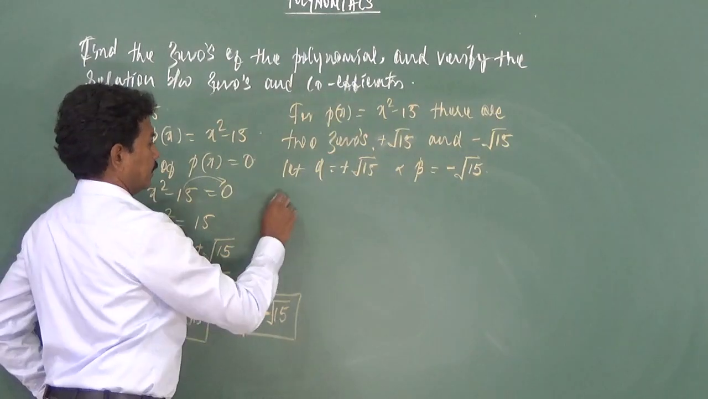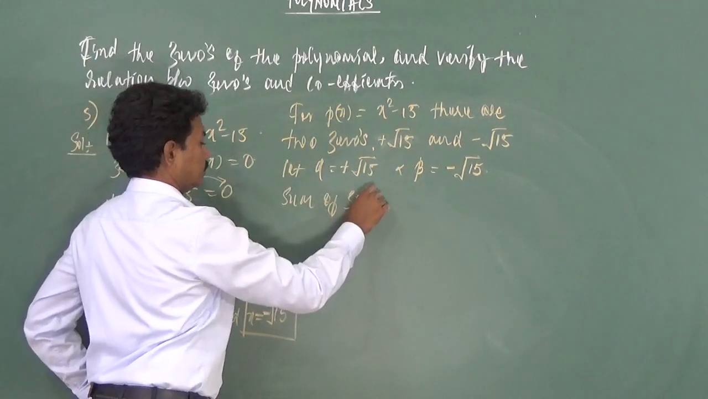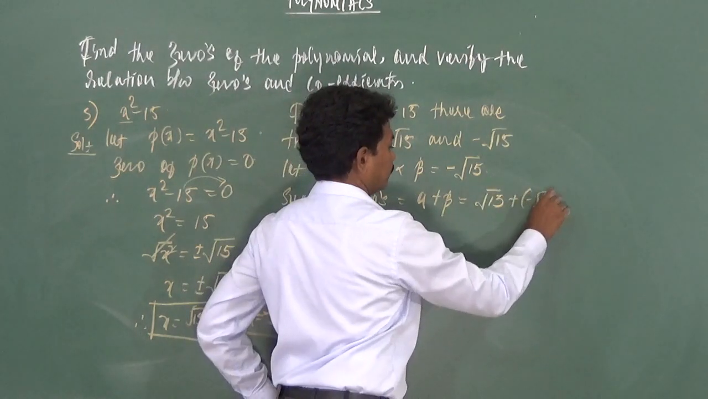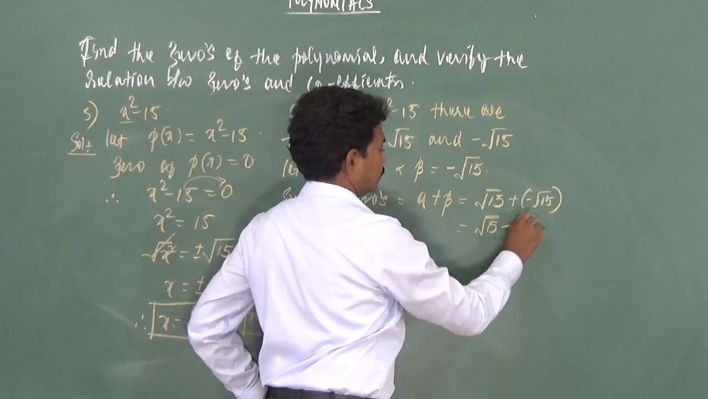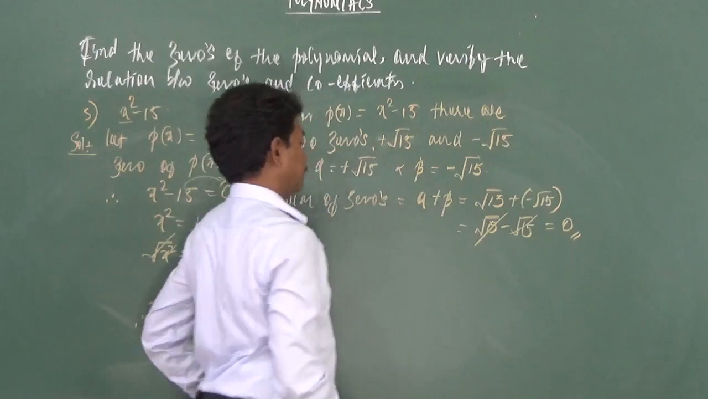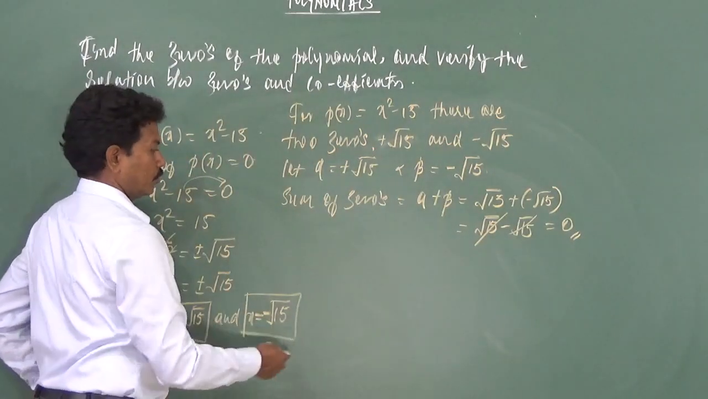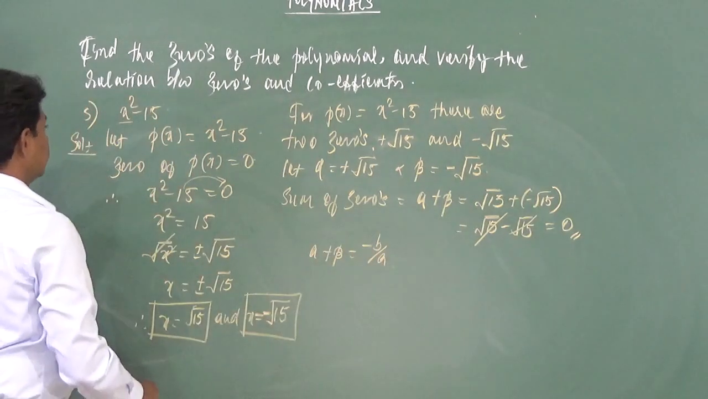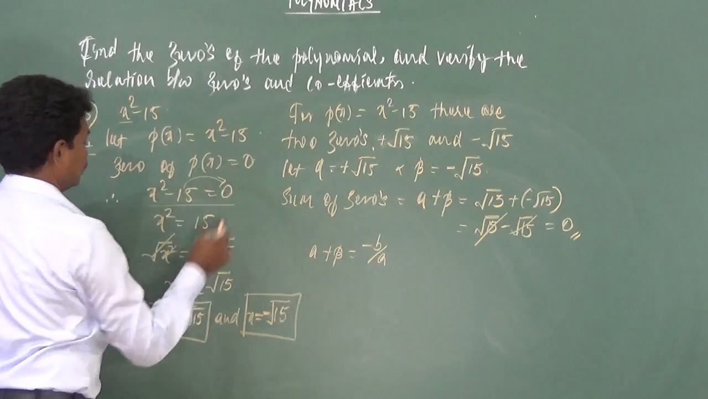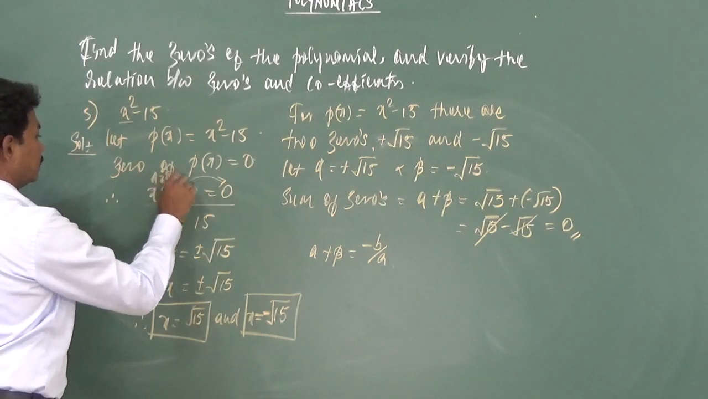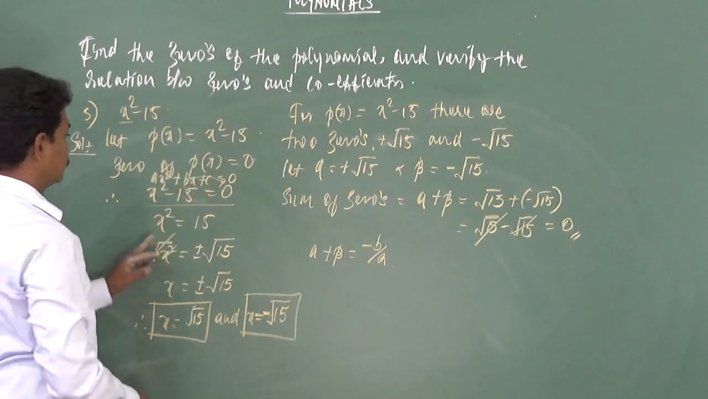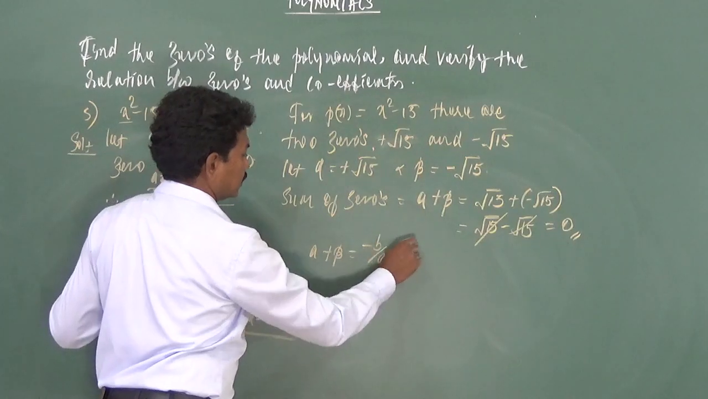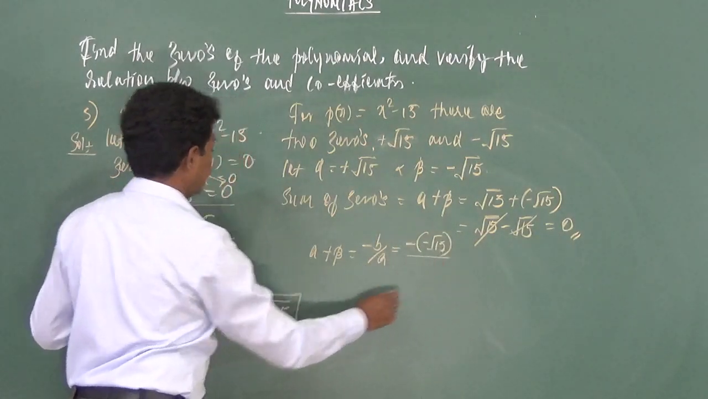Let us take the sum of the zeros. Sum of zeros is equal to alpha plus beta, that is plus root 15 plus minus root 15, that becomes root 15 minus root 15. So both cancel and it is zero. So let us take the relation between the zeros and the coefficients. Alpha plus beta is equal to minus b by a. Comparing with ax square plus bx plus c is equal to 0, here we have minus of b by a.